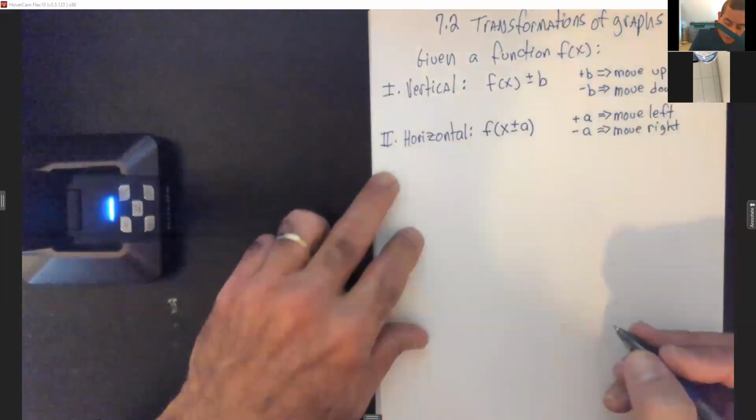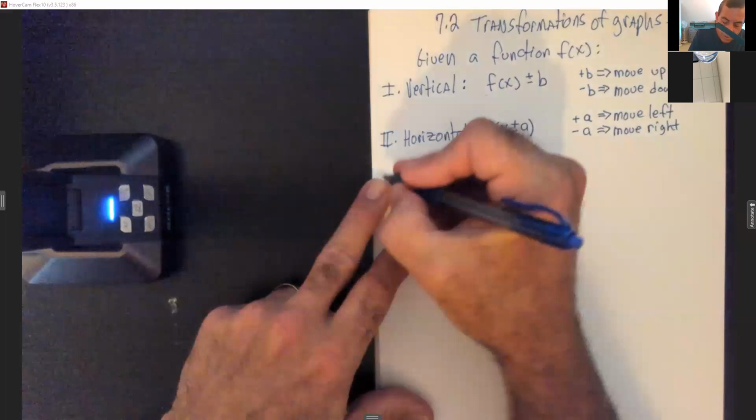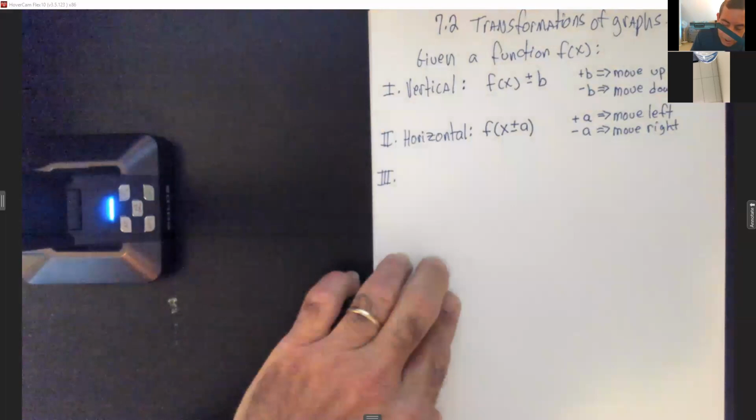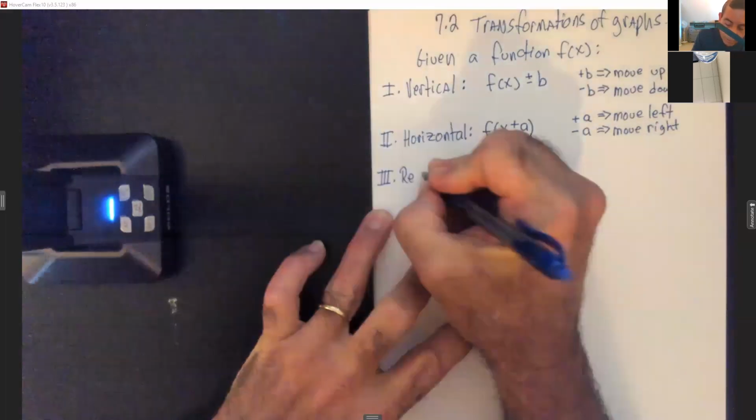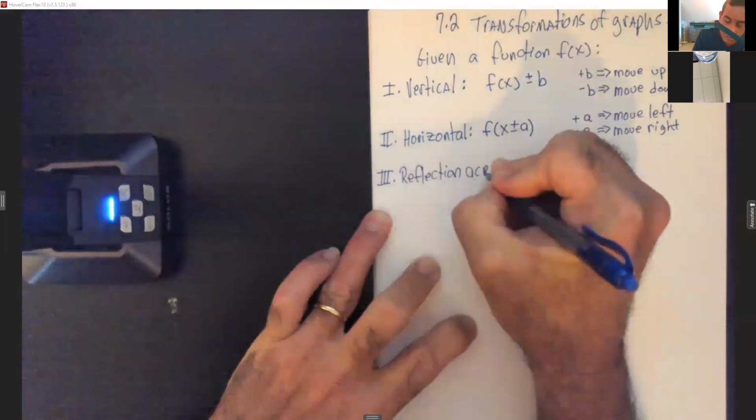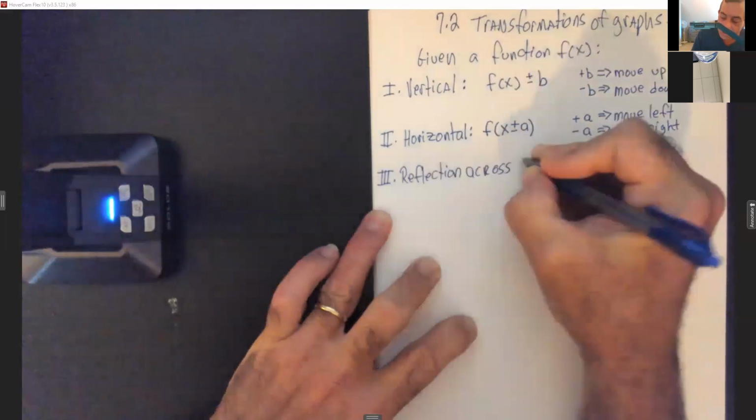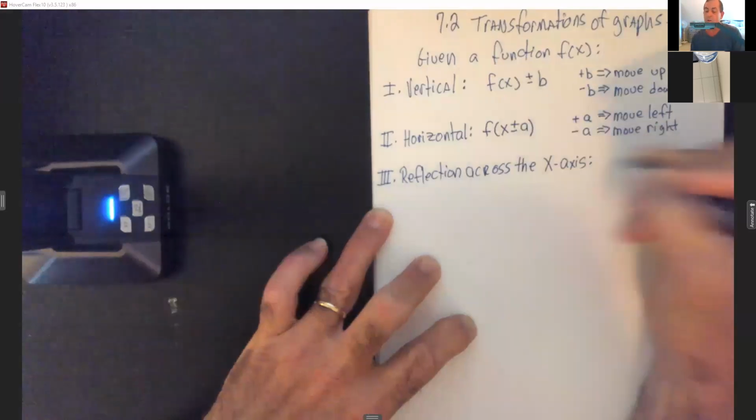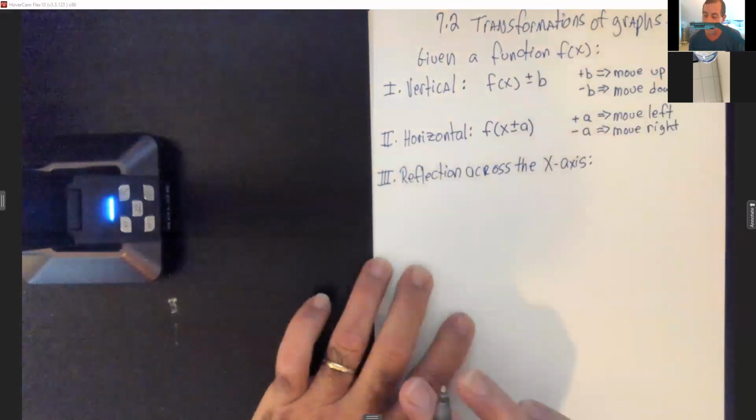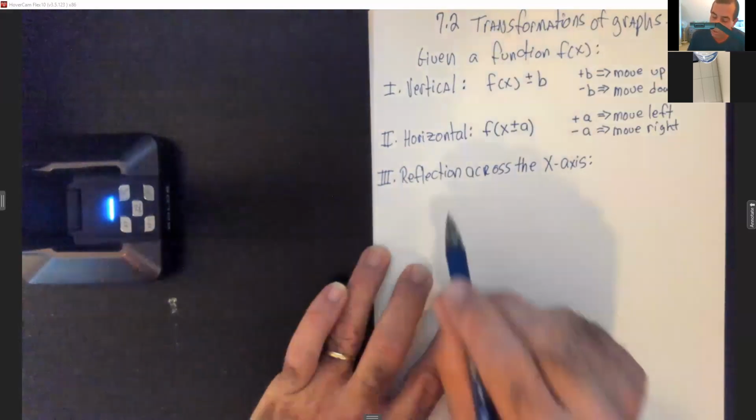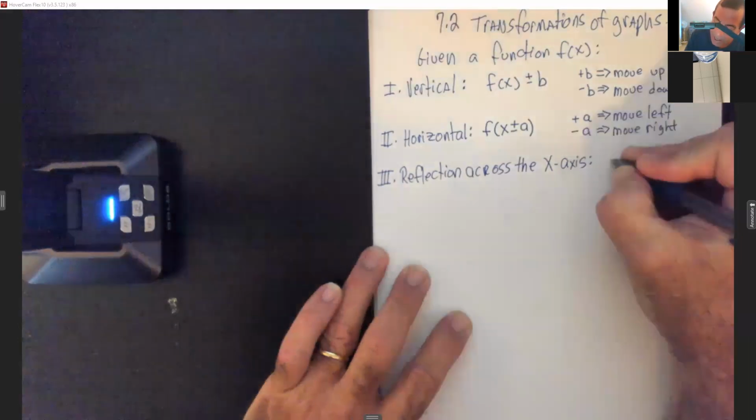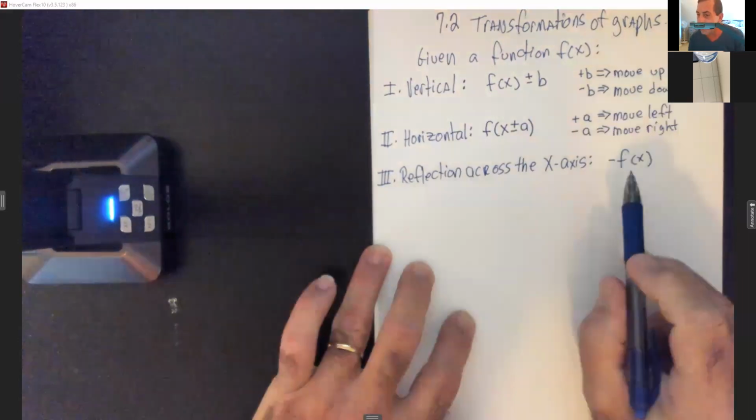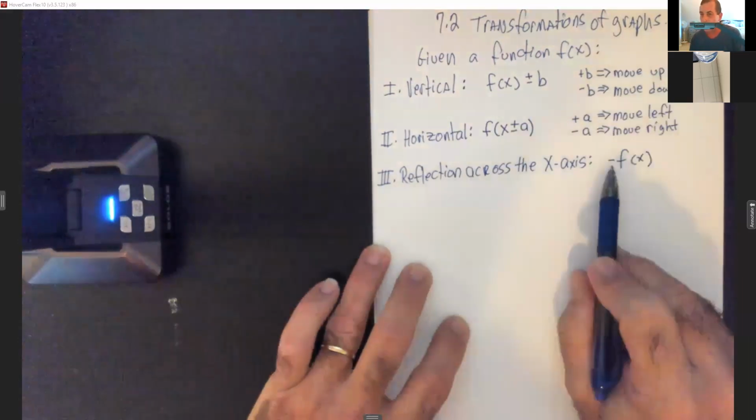All right, y'all, a third shift that we'll look at in this section is a reflection across the x-axis. Now later in life, we'll reflect across the y, but that's like on the last test, I think. So to reflect across the x-axis, you just make the function negative. Whatever your function is, you change the sign in the front, and it will flip it across the x-axis.